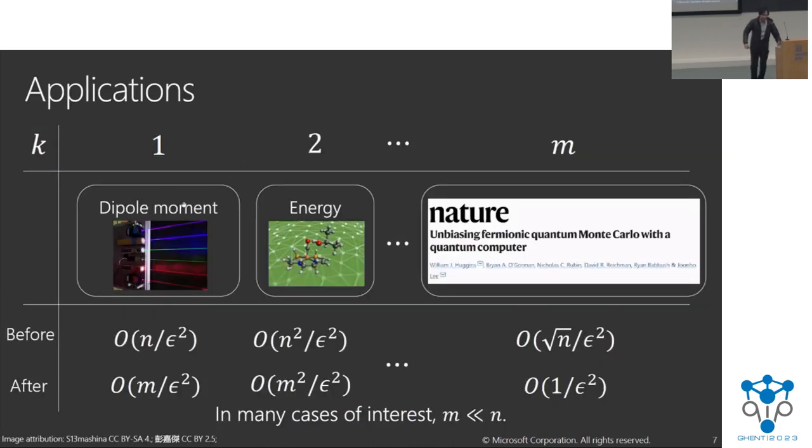So the summary of what this implies, how this improves prior work on estimating these k-RDMs, is just summarized here. For energy, before you would need, say, n squared samples, now you just need m squared. If you had, say, a basis set size in chemistry of 10,000 and 100 particles, you get yourself a 100 to the squared speedup. That's pretty good. And in the case of estimating these overlaps with Slater determinants, we've gone from square root n scaling to just constant scaling. So that's maybe super, super exponential in 2 parameters.